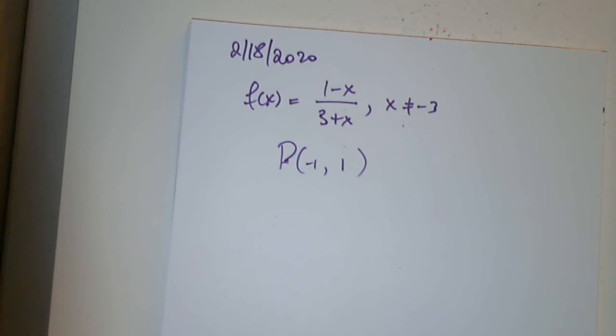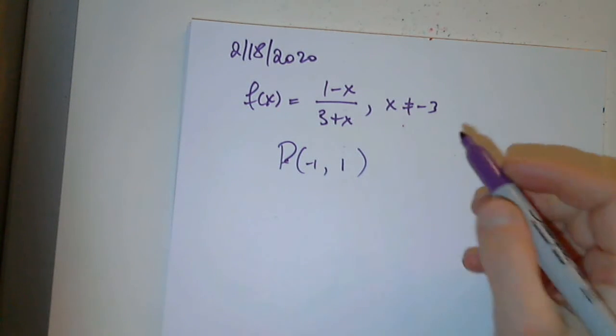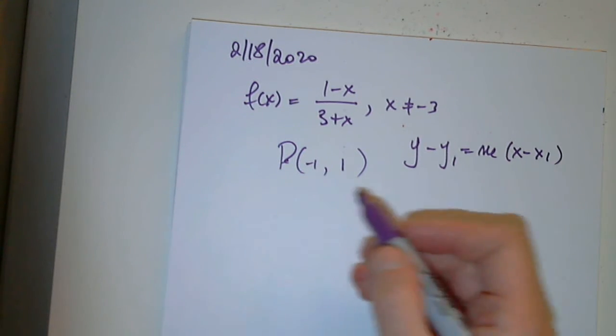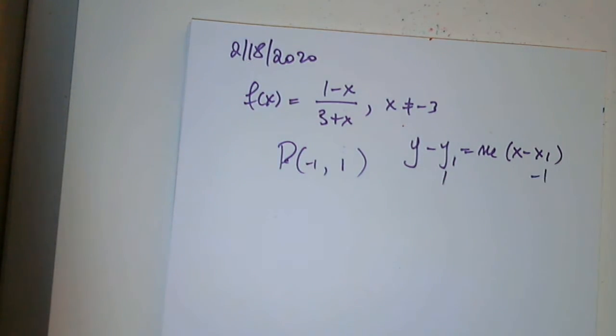So I'm asked to find the equation of the tangent at P, which will be y minus y1 equals the slope times x minus x1, where x1 is negative 1 and y1 is 1. And the only thing that I'm missing is the slope. So I'll come back when I'm done with the slope. When I find the slope, I'll go back and find the equation of the tangent line at P.